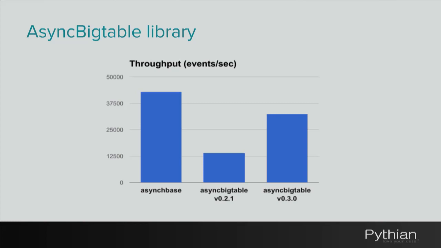39,000 events per second. Our first version of the library, which was 0.2, could reach about 13,000 events per second. And last week, we released 0.3, which uses the latest Bigtable client API, and it has some performance improvements. So I think we're getting good at that.